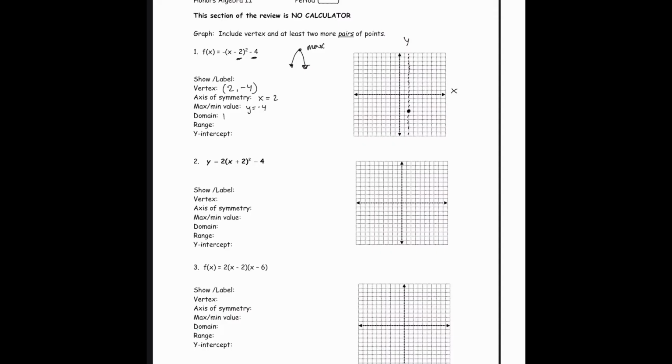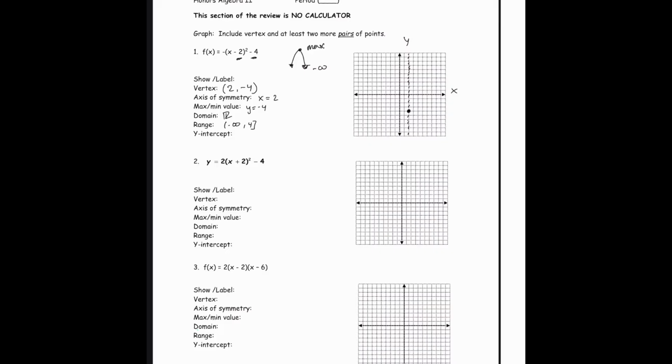The domain, it's quadratic, so it's all real numbers, always. And the range is going to go from the max towards one of the infinities. Because it opens downward, it opens towards negative infinity. So we're going to say the range is from negative infinity up to and including 4.